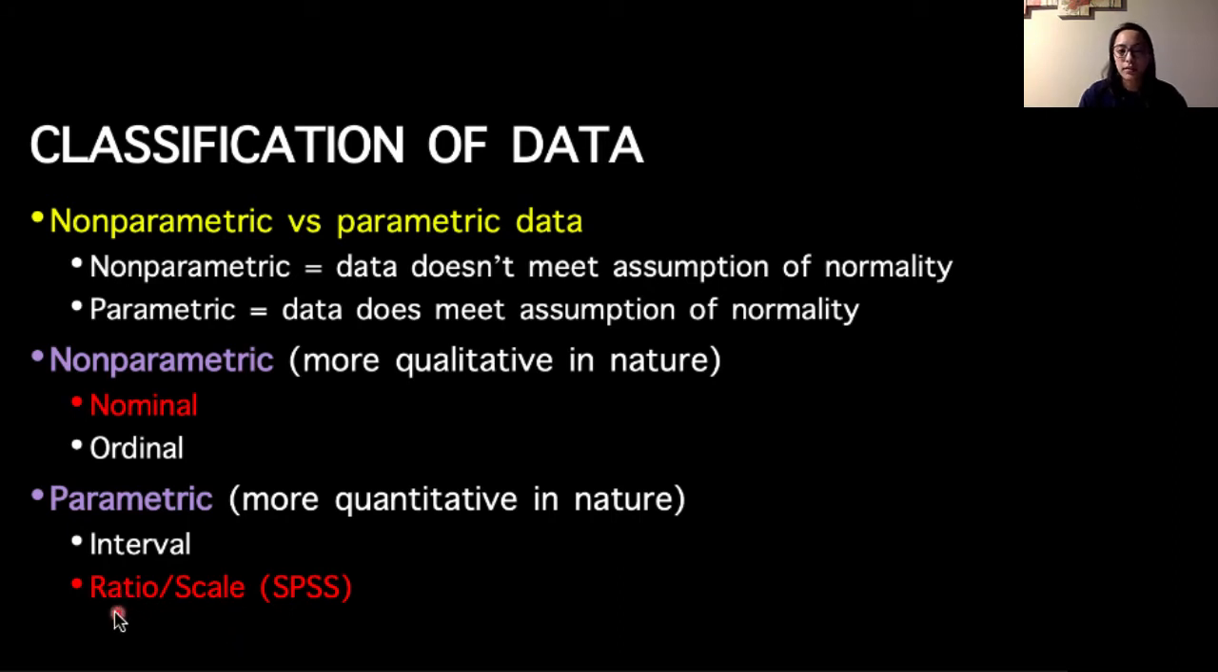Ratio data is primarily what we work with in the kin field. We do have several examples throughout the semester of interval data, so it's not out of the question, but nominal and ratio data are the most common ones used in this class.